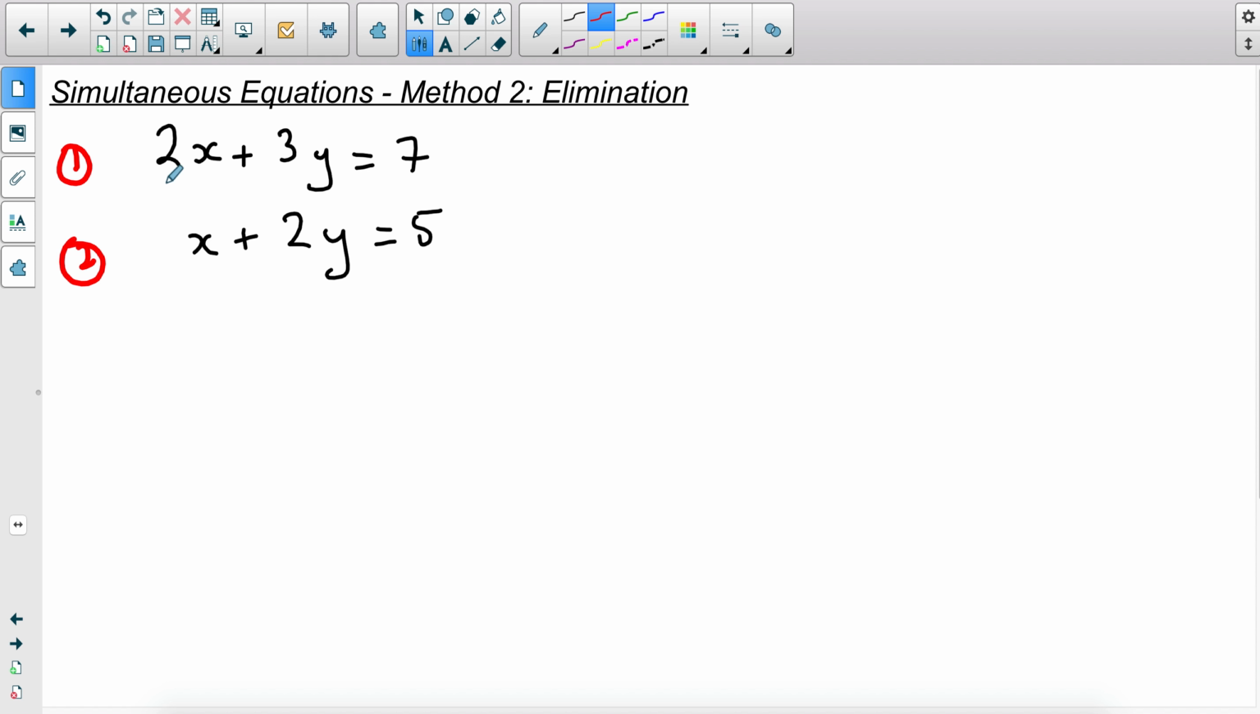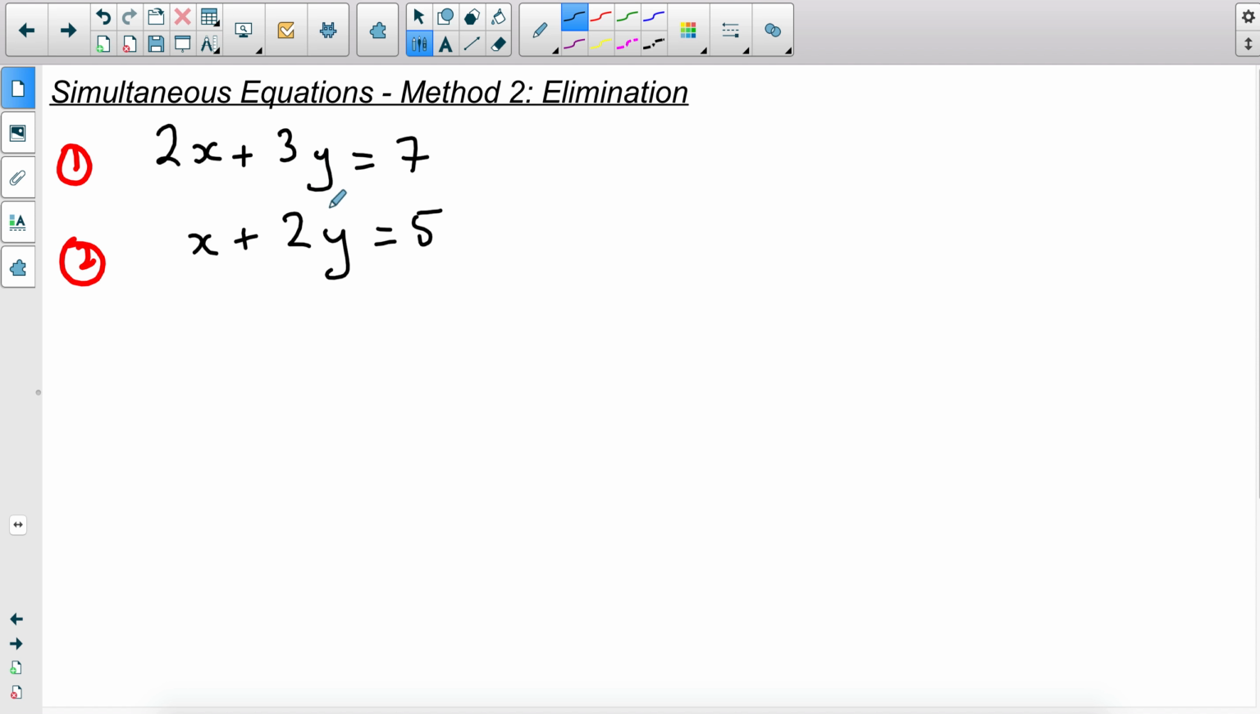Our aim is to get the coefficients to be the same. So if I have 2 next to the x, I want 2 next to this x as well. If I have 3 next to the y, I want 3 next to this y as well. Now, sometimes you won't get a direct method as to how you should change the coefficient. And here I can clearly see that I can multiply this whole equation by 2 and I could get 2x.